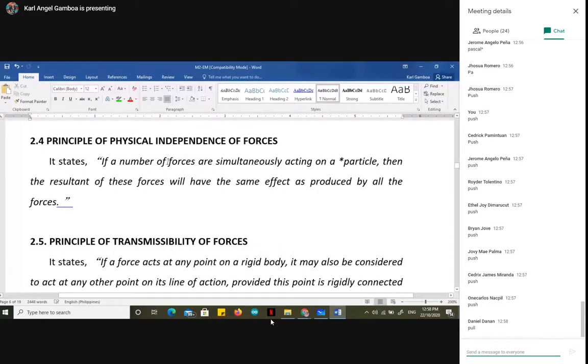So, principle of physical independent forces. Ito ay isang principle lang in which it states that if a number of forces are simultaneously acting on a particle, then the resultant of these forces will have the same effect as produced by all these forces. Tandaan nyo palagi, kasi dapat yan ay maging balance. Whenever we have a force here, dapat yan ay balance to the other force and to the resultant force. Kaya nga guys, kinukuha natin ang resultant. Kailangan natin makuha saan ba nagbabalance lahat ng forces na ito.